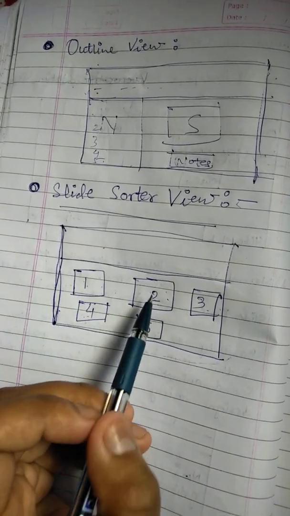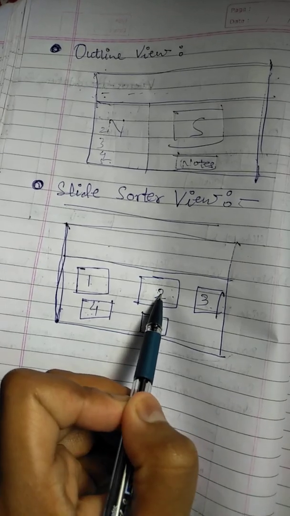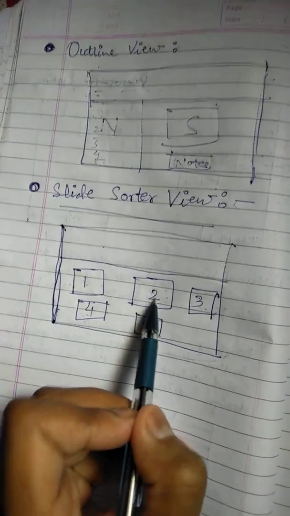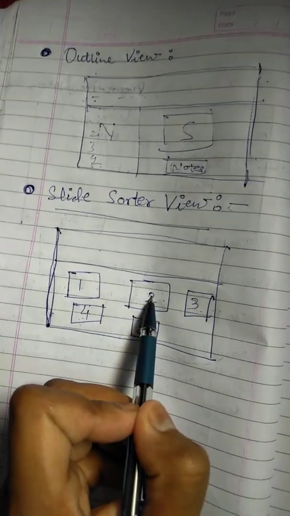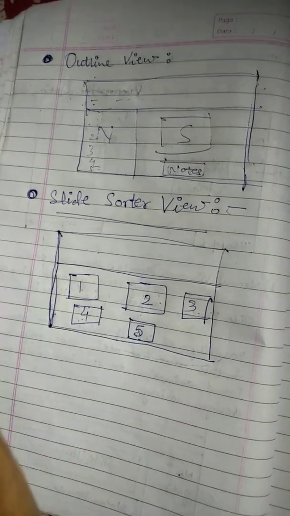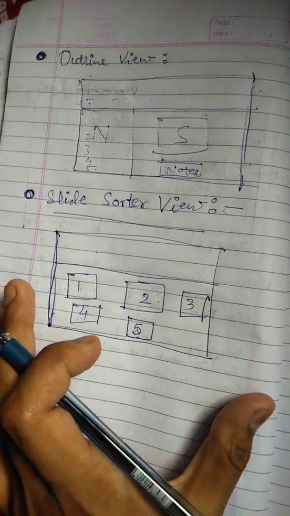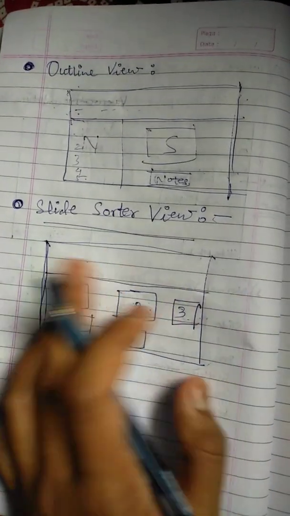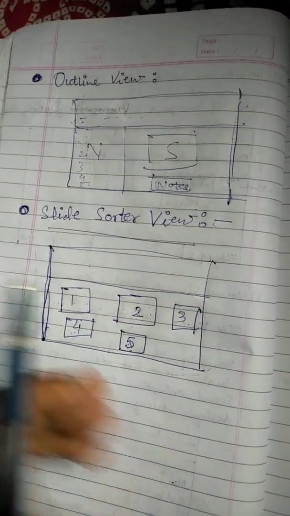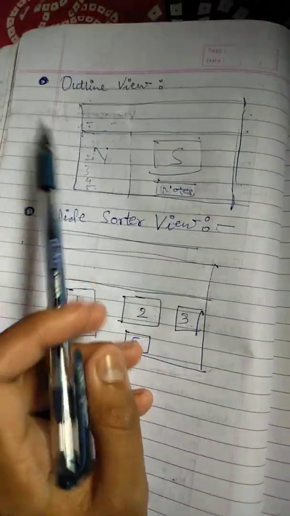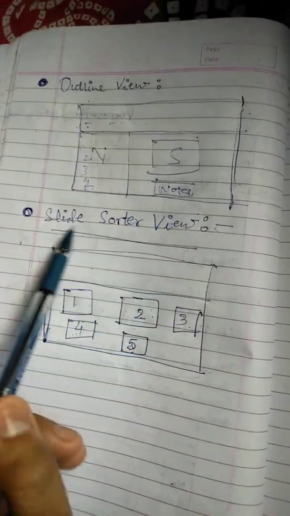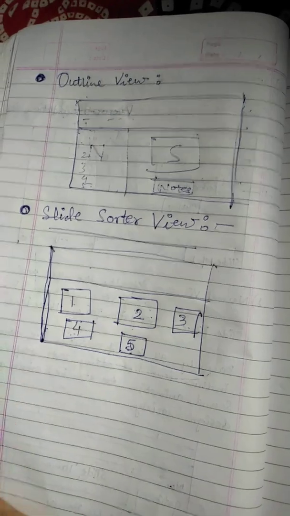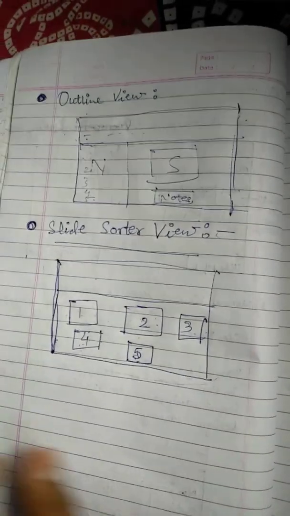Suppose I want number 2 to be placed at this place, so I'll just click on it, hold it and drag it to this place. That's how I'm going to reposition my slide. So that's how slide sorter view helps us. So students, today we have discussed the outline view and slide sorter view. I hope you have understood these 2 points.